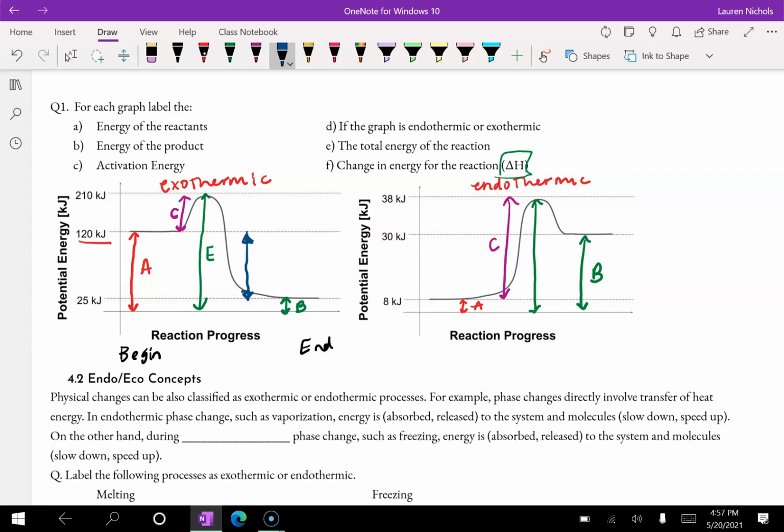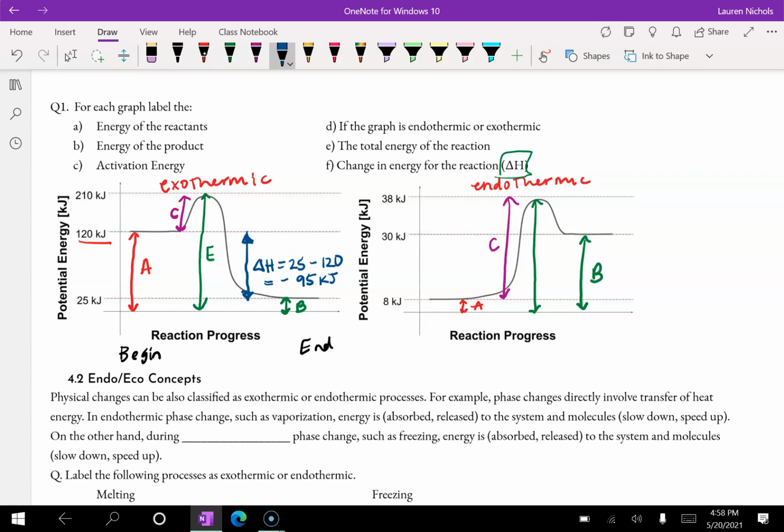That'd be this distance here. So that's our delta H, and it's always your products minus your reactants. So that would be 25 minus 120, which would give you negative, let me make sure that's a little more obvious, negative 95 kilojoules.